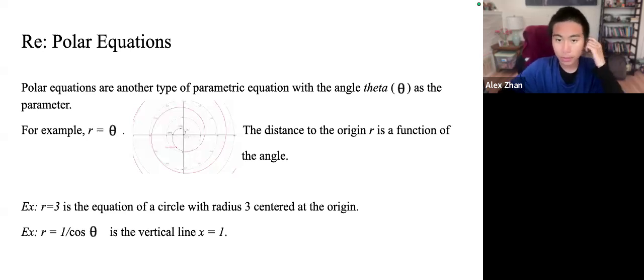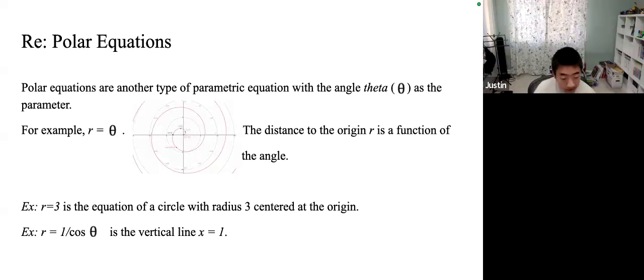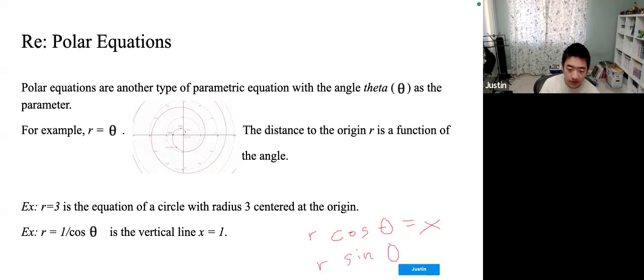For this next slide, Justin will quickly do a recap of polar equations. Okay, so we covered this in the last class. Polar equations express a point in terms of a distance r and an angle theta. For example, r equals 3 would represent all points that are a distance of 3 away from the origin, which is a circle of radius 3. You should also remember we found r cosine theta equals x and r sine theta equals y in the last class. So this will probably help going forward.